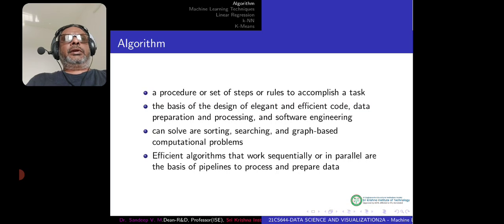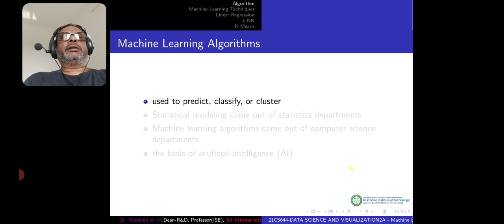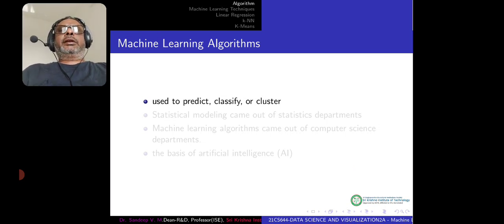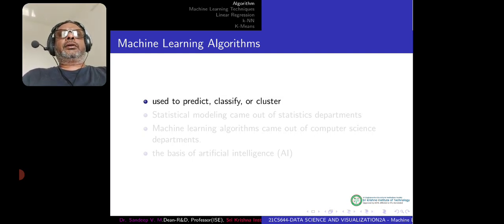An algorithm can solve sorting, searching, and graph based computational problems. Efficient algorithms that work sequentially or in parallel are the basis of pipelines to process and prepare data. So, about the machine learning algorithms, they are used to predict, classify, or cluster the results.